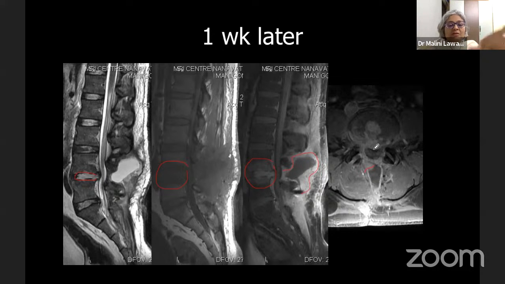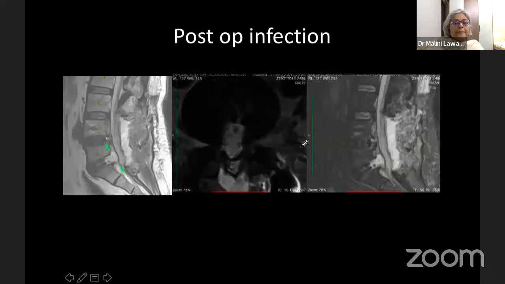So all of this together clearly says this is infective spondylodiscitis. But at that first scan time, it's really difficult to say. This is another example. Post-operative, there was decompression at L4-5 and L5/S1.